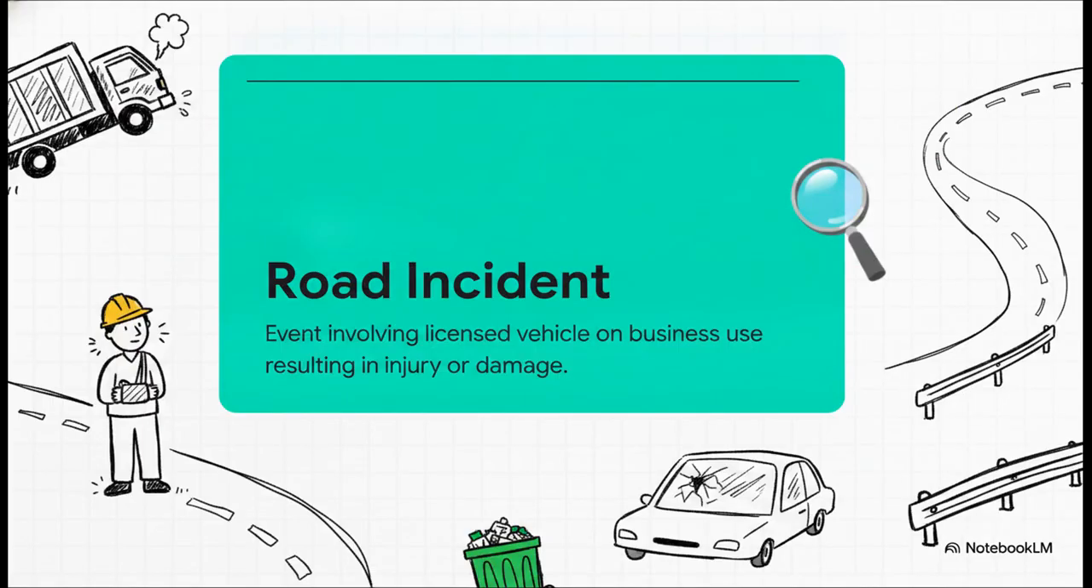Now, what if an event out on the road doesn't meet those severe criteria for a towed accident? Well, it might still qualify as a road incident. The standard defines an incident as any event involving a licensed vehicle while on business use that results in a recordable injury or illness, vehicle damage, or other property damage. Essentially, at a bare minimum, you must disclose any accidents or incidents that get reported to local authorities.